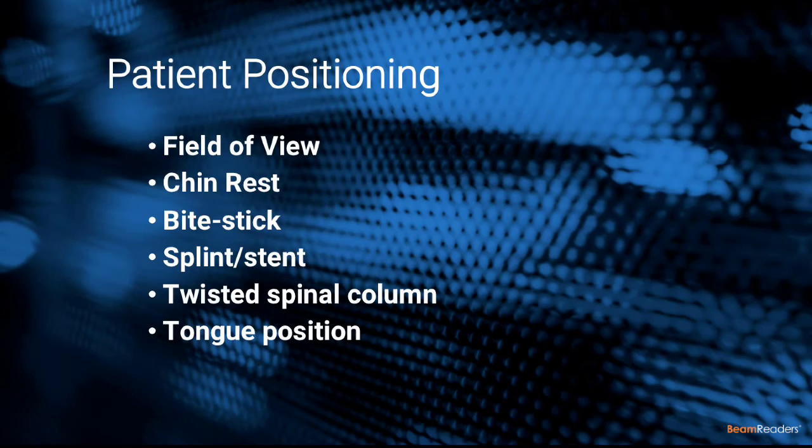Next, let's talk a little bit about patient positioning. Again, we want to talk about the area that we want to see, or the field of view, the occlusal stability of the patient that's usually controlled by a chin rest, whether a bite stick is present, whether the patient's wearing an implant stent or a splint, spinal column position, and finally tongue position.